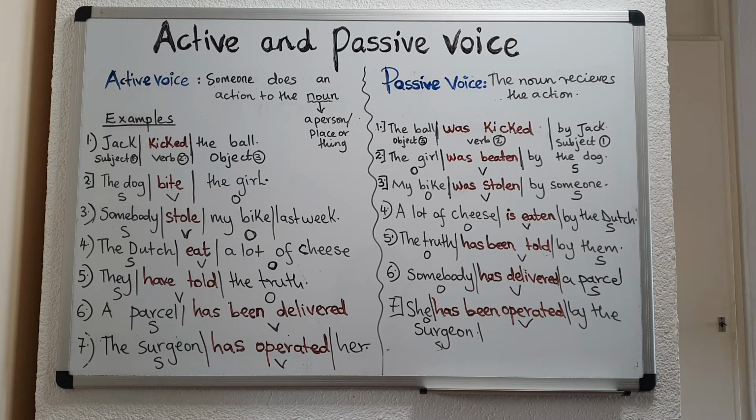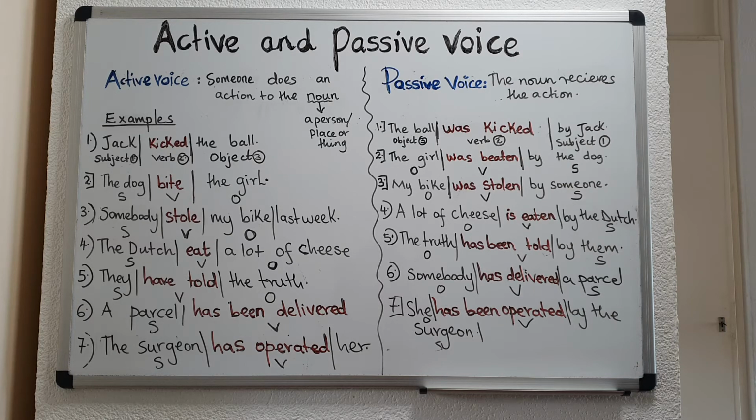Look at example 2. The dog bit the girl. The dog is the subject, which is actively doing something to a noun, which is bite, and it is doing that action of biting to the girl. So in an active sentence, if you want to visualize that in your mind, someone is doing something, an action is taking place, there is some activity going on. The dog is biting the girl.